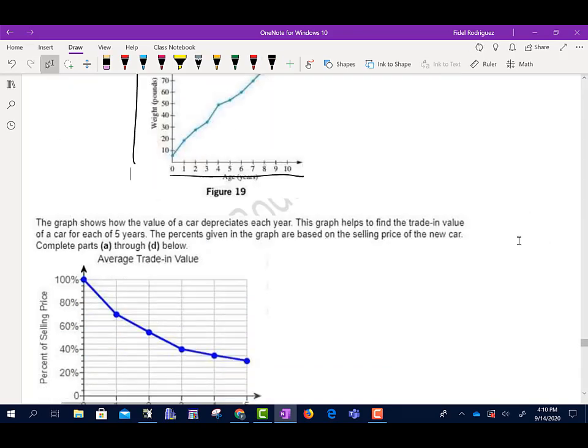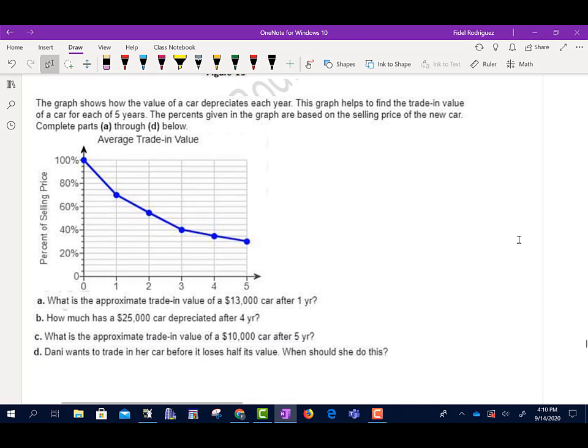Let's see. The next part here, we have a line graph. We're going to see if we can figure out how to answer some of these questions. It says the graph shows how the value of a car depreciates each year. Depreciates, guys, means it's going down in value. And if you look at the graph, it's going down as I read it from left to right. This graph helps to find the trade-in value of a car for each 5 years. The percents given in the graph are based on the selling price of the new car. Complete parts A through D below.